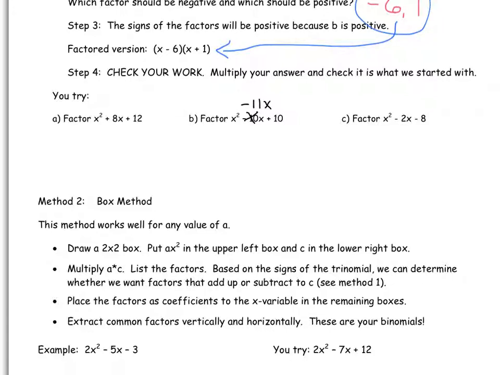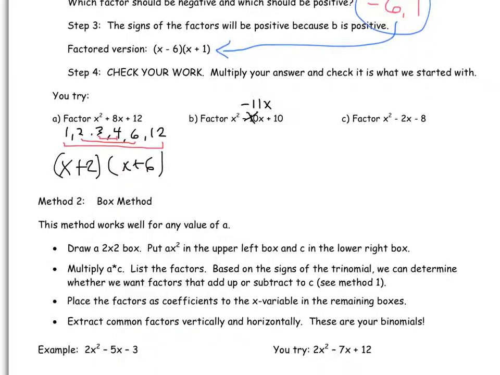Okay. So on A, the factors of 12 would be 1, 2, 3, 4, 6, and 12. And you know that they multiply to 12, so you've got to pair up the ones that multiply to 12. Which of those multiply to 12 and add to 8? 2 and 6. So you should have got x plus 2, x plus 6.